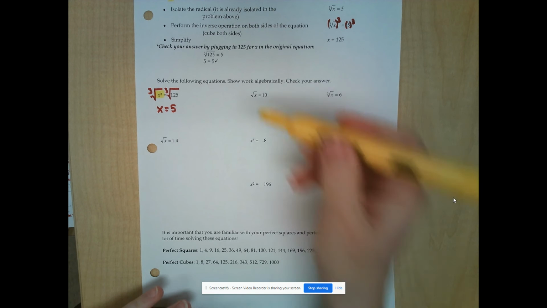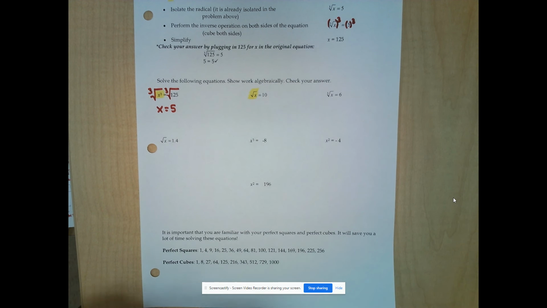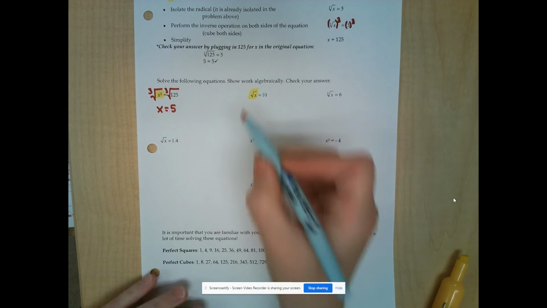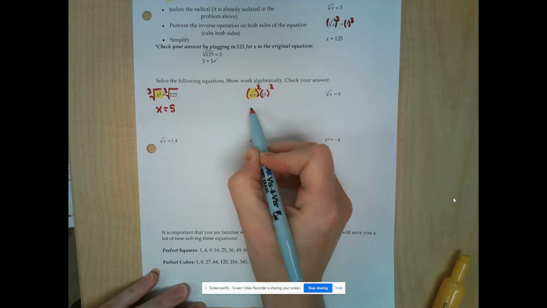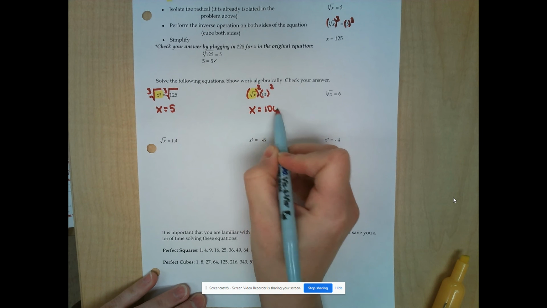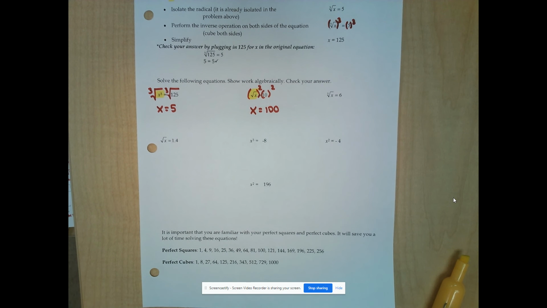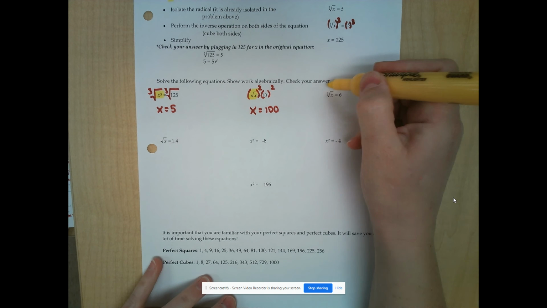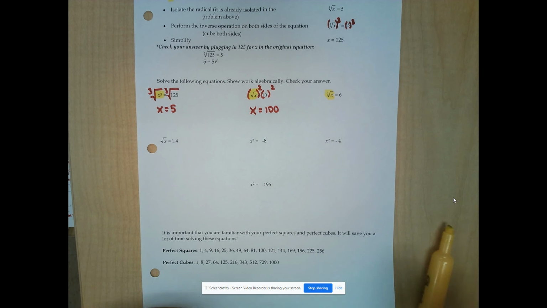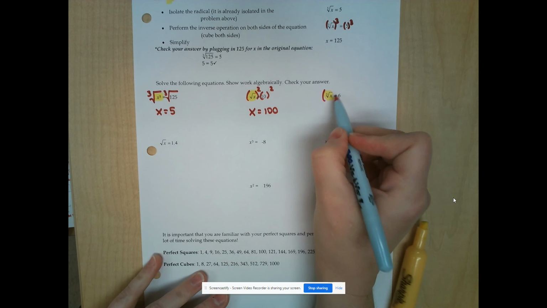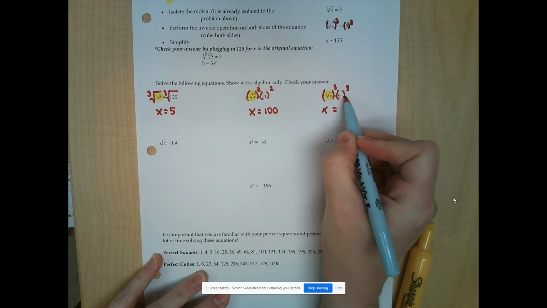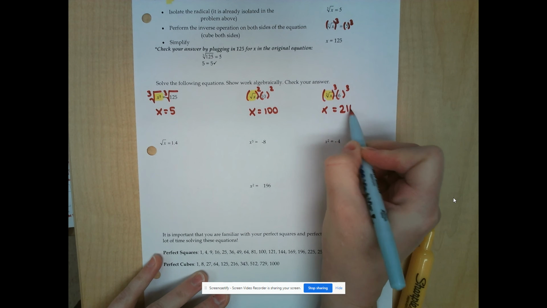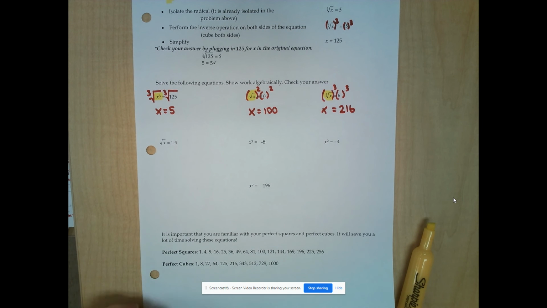Next one, the side with the variable has the square root of x. What is the inverse of square rooting? Squaring. So I'm going to square the left side, square the right side. X equals 100. 10 times 10, only answer we get is positive 100. One solution. Now we've got the cube root of x, okay? So the inverse of cube root is cube. I'm going to cube both sides. X equals, this means 6 times 6 times 6, 216, just the one solution.